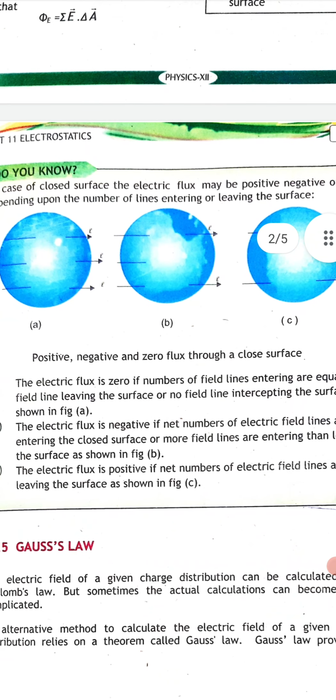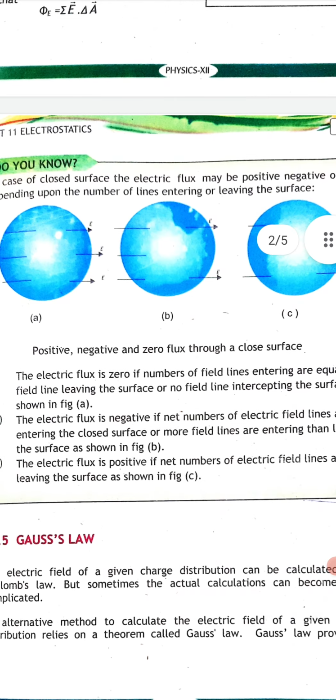When I am talking about zero flux, it means that the number of field lines entering the closed surface is equal to the number of field lines leaving the closed surface. In that situation, the net flux will be 0. Once again, I am going to repeat that flux is basically the measurement of the field lines across any surface area. So if the number of field lines entering the closed surface is exactly equal to the number of field lines leaving the closed surface, then there will be no electric flux across the closed surface. I would like to compare this with a practical situation.